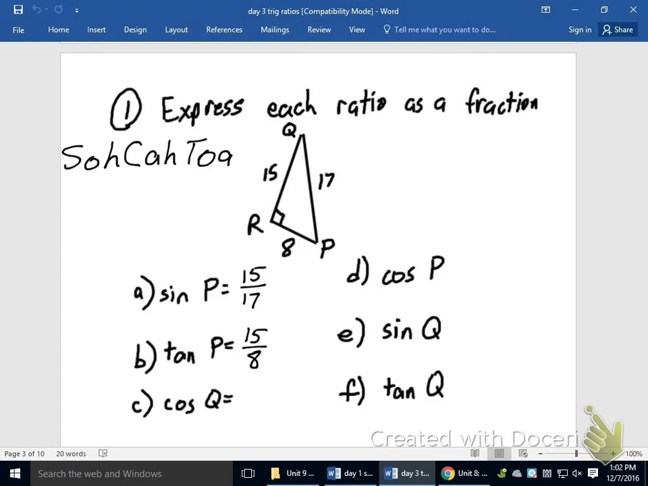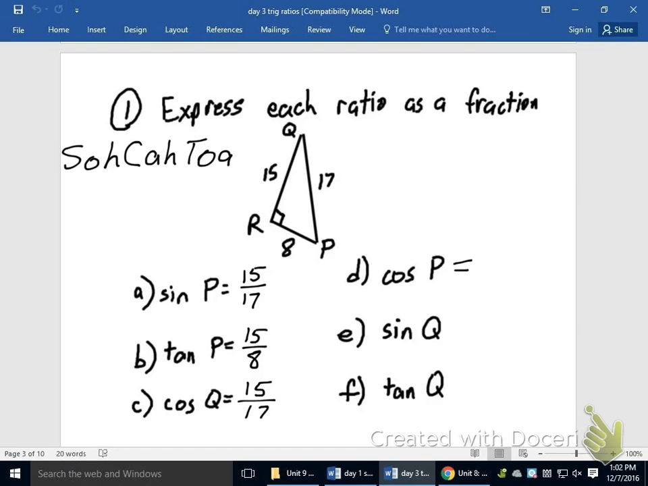And if I do the cosine of Q, Q is going to have an adjacent leg of 15. See, I'm referring to this. Cosine is adjacent over hypotenuse. So the adjacent leg is 15 to angle Q. The hypotenuse is 17. So 15 over 17. And that takes care of A, B, and C. You'll see that the sine of one angle will always be equal to the cosine of its complement. Now, if you want to pause it really quick to do D through F, you're welcome to, and I'll pick that up in just a moment.